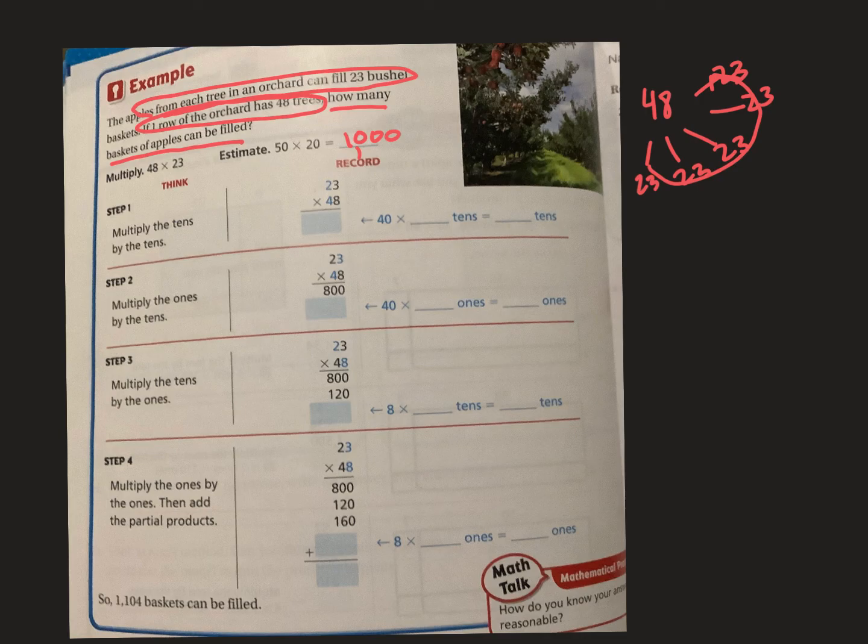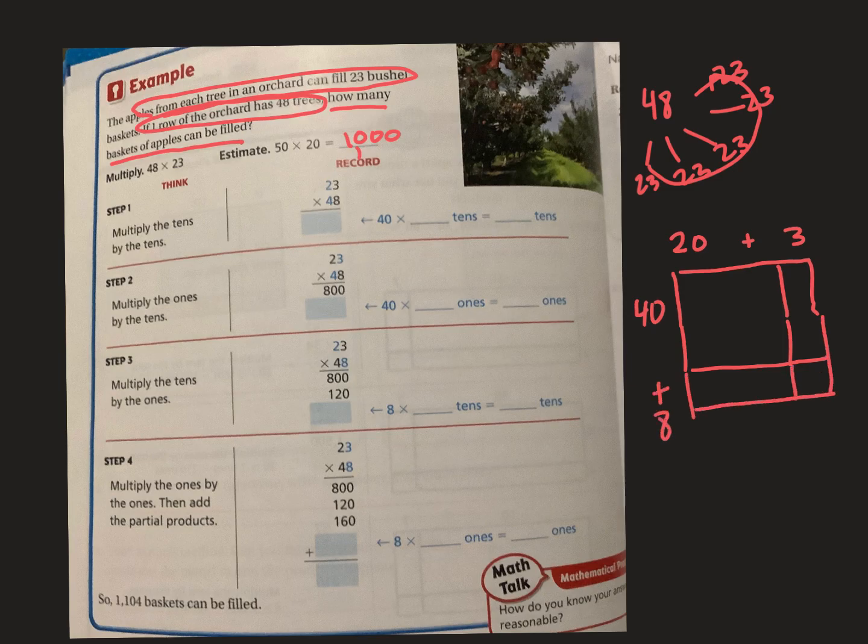All right. They tell us to multiply the tens by the tens. So I'm going to draw this out still, though, so that you can see it spread out. We're going to do 20 plus 3. And then we're also going to do 40 plus 8. Because I want your brains to kind of see what's going on here.